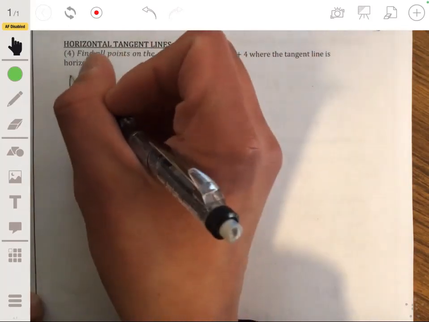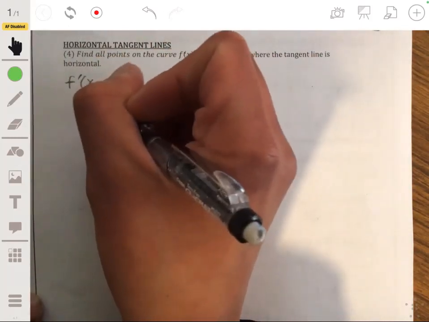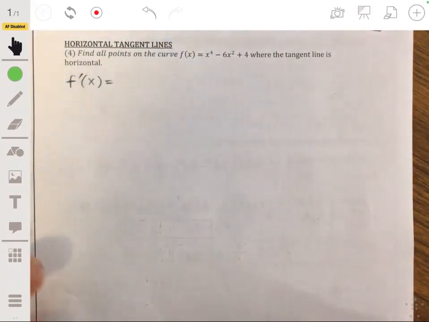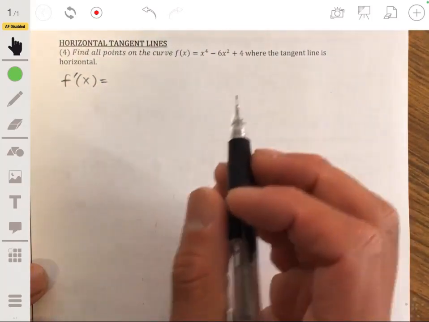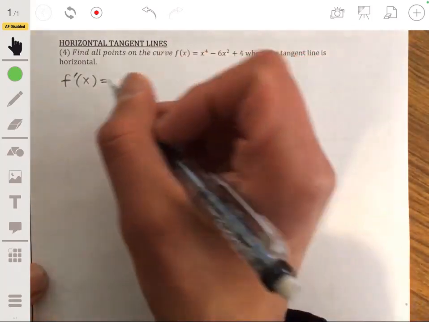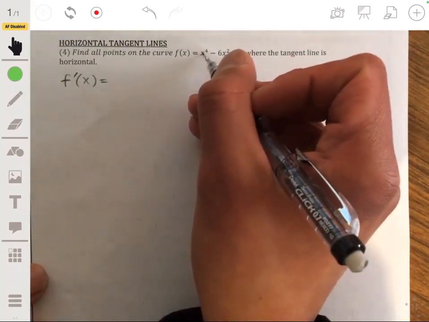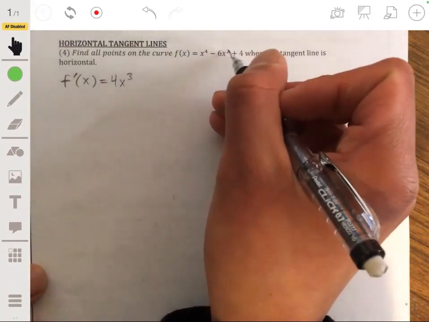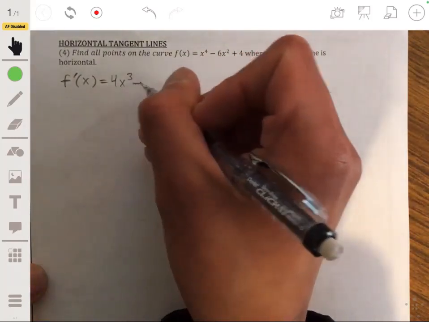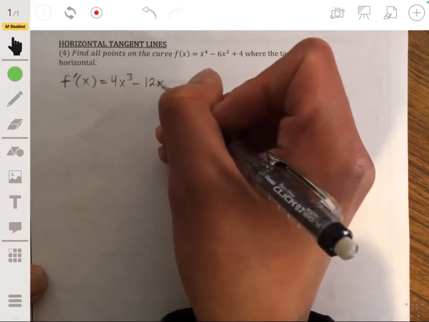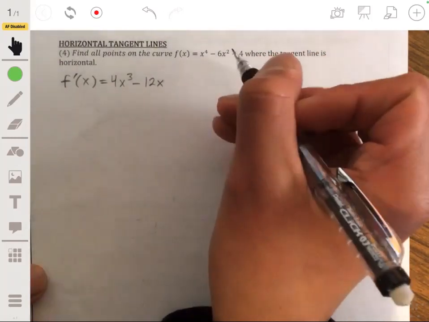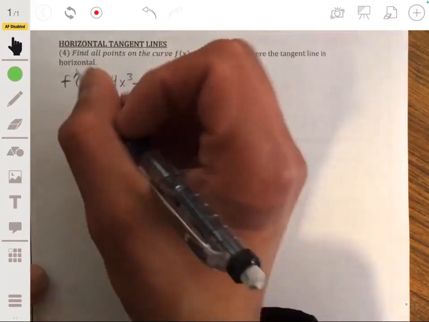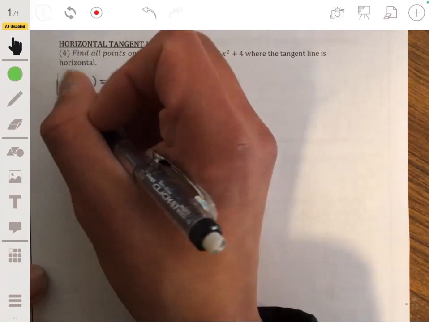Let's first find the derivative of f of x. So f prime of x. Hopefully by now you've got some good practice and are starting to master the power rules and sum rules and difference rules. So f prime of x using the power rule of x to the fourth will be 4x cubed minus 2 times 6, so minus 12x to the 1 plus 0. So that is not going to be an issue. So this is our equation for the derivative.